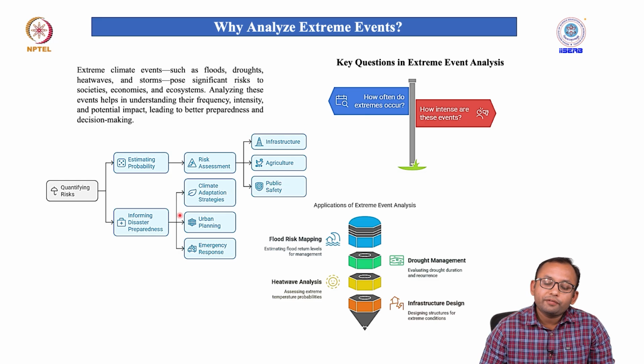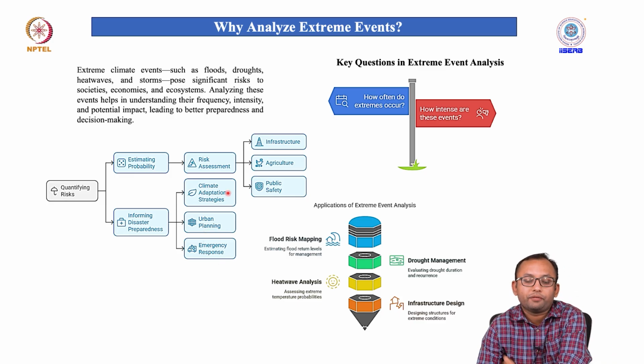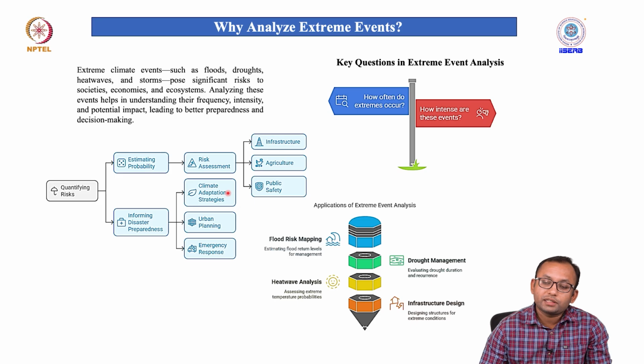If we know about disaster preparedness, we can focus on climate adaptation strategies, urban planning, and emergency responses for the long-term goal. When we know the impact of extreme events in certain areas, whether they are increasing or decreasing, we can plan accordingly.